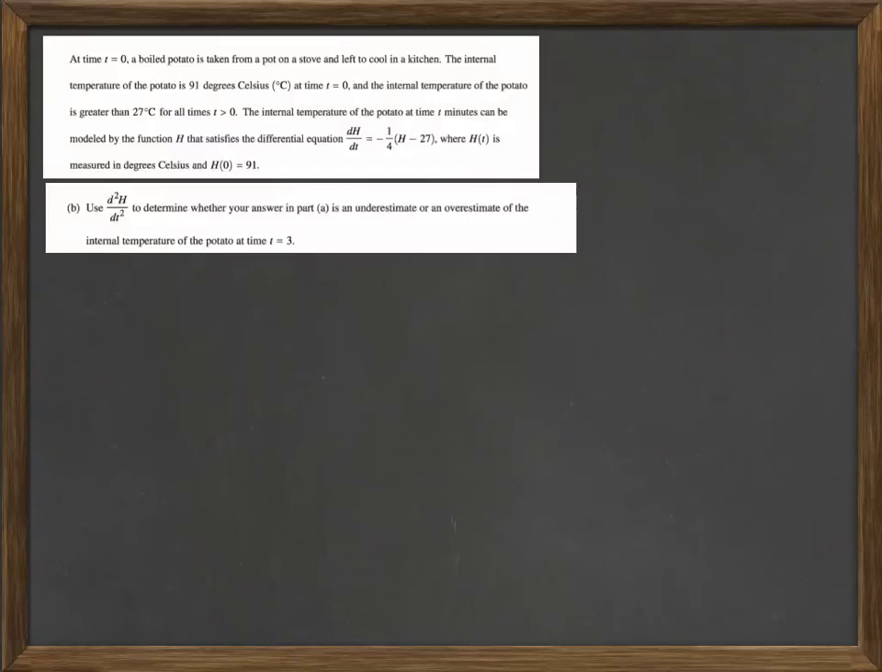Okay, we're moving along to B. It wants you to find the second derivative to determine whether part A is an underestimate or an overestimate. So when you make this tangent line and use it to find the temperature at 3, is that an underestimate or an overestimate? So of course the first thing you have to do is find the second derivative.